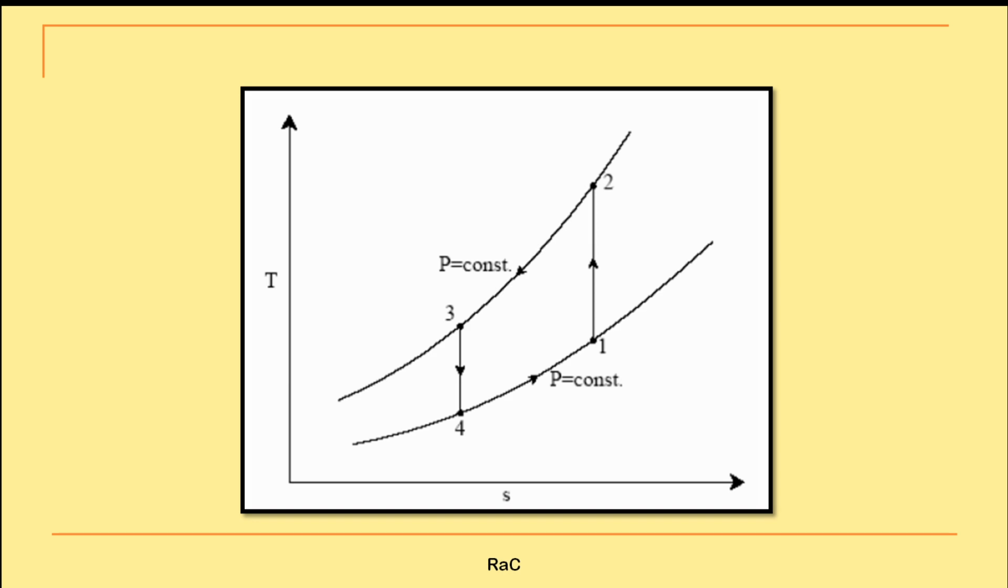This is the equivalent temperature-entropy diagram. You can see here the TS diagram, 1, 2, 3, 4. It is executed in the counterclockwise manner: isentropic, isobaric, isentropic, and again isobaric. You must have noted that 1 and 3 are on the same horizontal straight line.